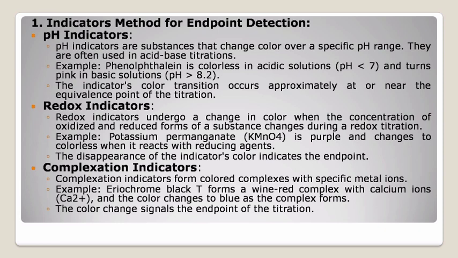C. Complexation indicators. Complexation indicators form colored complexes with specific metal ions. Example, Eriochrome Black T forms a wine red complex with calcium ions, Ca2+, and the color changes to blue as the complex forms. The color change signals the endpoint of the titration.